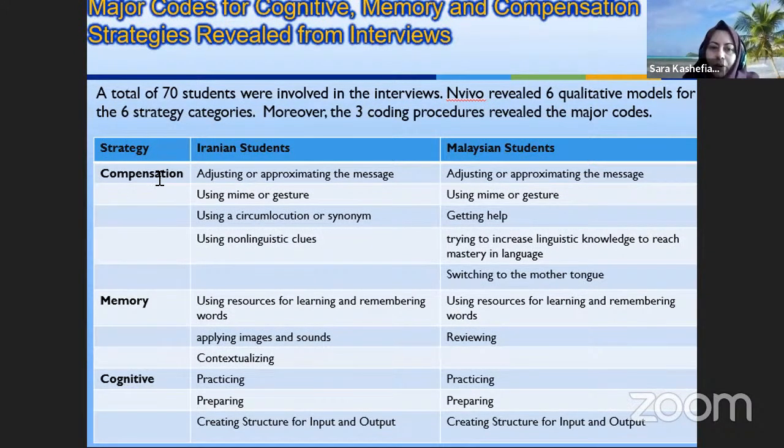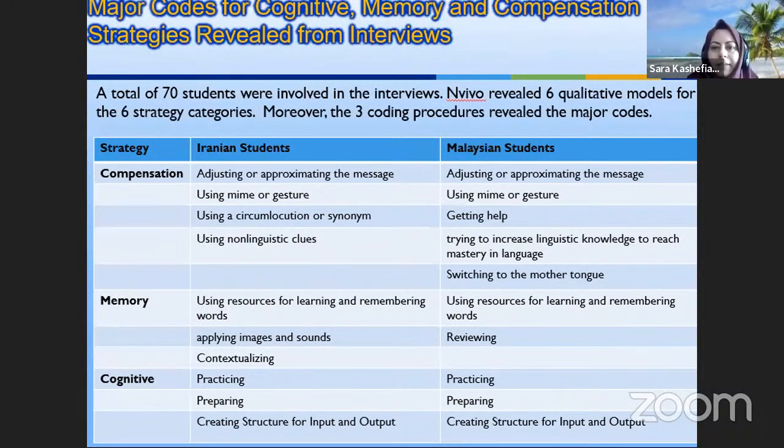So for compensation strategies, Iranian students had adjusting or approximating the message, using mime or gesture, using circumlocution or synonyms. So they provided some brief explanation or description of the item they wanted to explain, using some non-linguistic clues, some clues which are not related to language, maybe some kind of gestures, etc. However, Malaysian students provided some similar and some different ones. For example, the first 2, which were adjusting or approximating the message and using mime or gesture, were the same among the 2 groups, but Malaysian students maintained that they got help and they tried to increase linguistic knowledge to reach mastery in language, and they switched to their mother tongue.